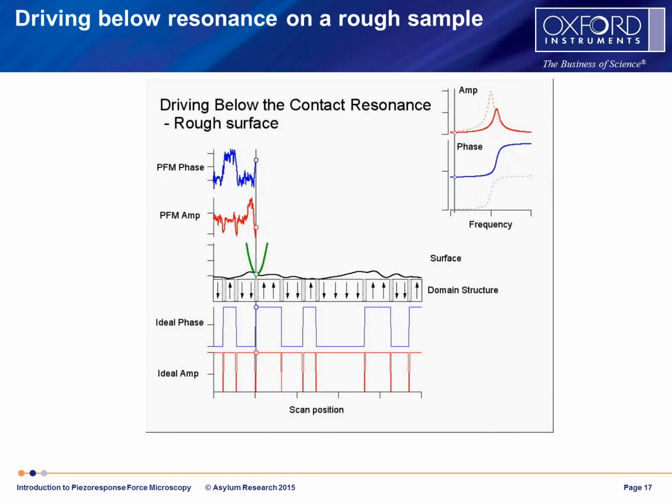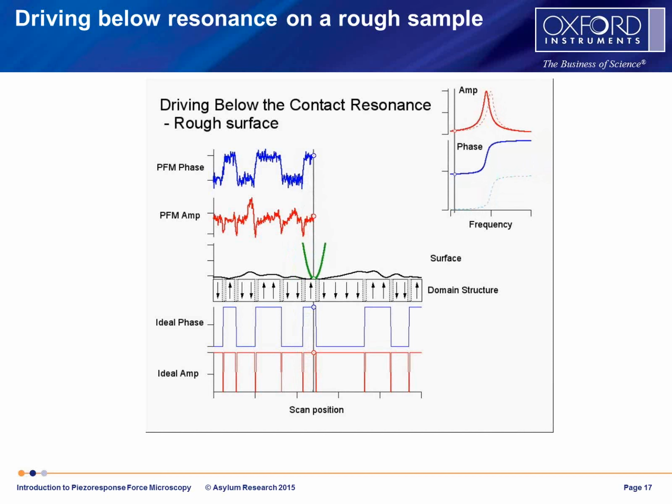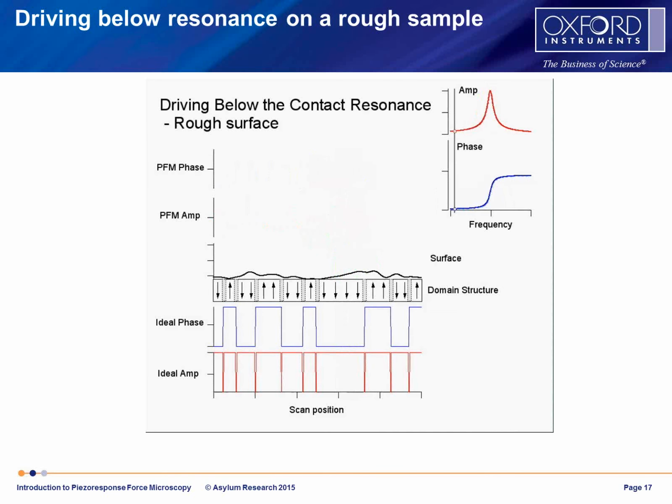So we're driving it below resonance. And you can see what's happening here is the phase is playing along. It's actually doing a pretty good job of reproducing the ideal phase structure there. We're getting good fidelity between the two. However, we do have a lot of noise in there, because we're below resonance, it's a noisy signal, even though it is reproducing the sample data very well.